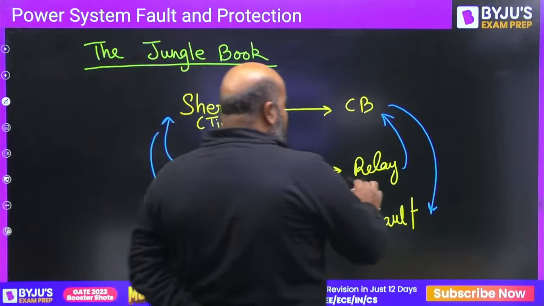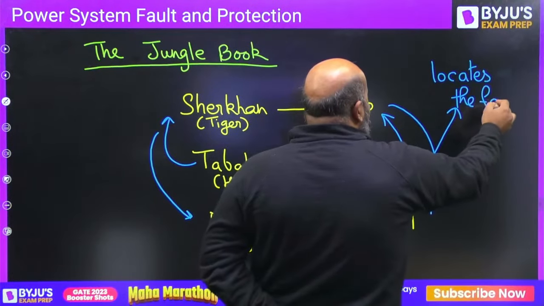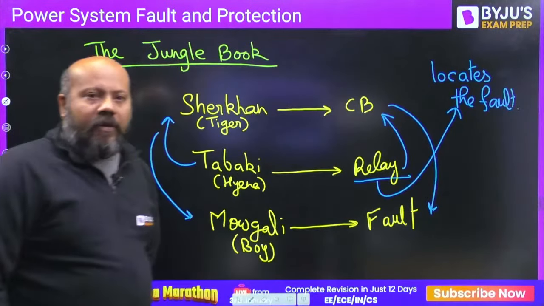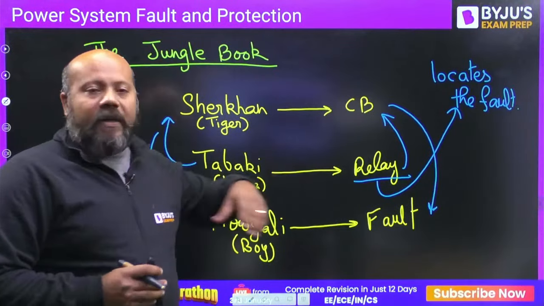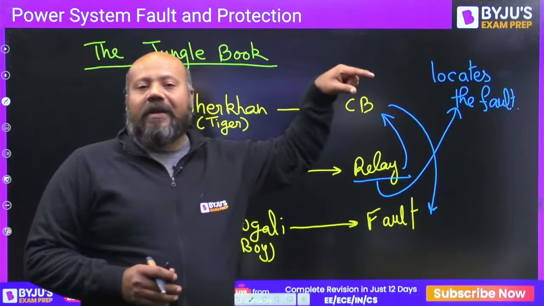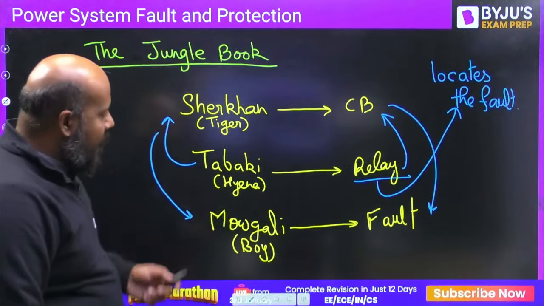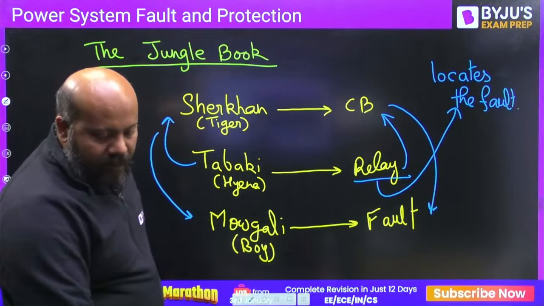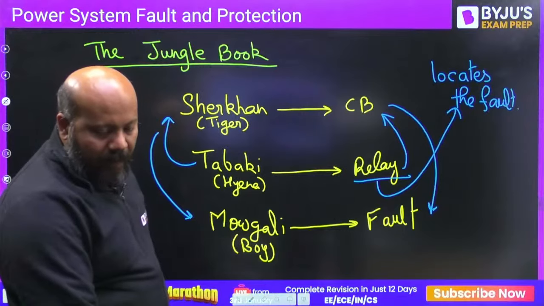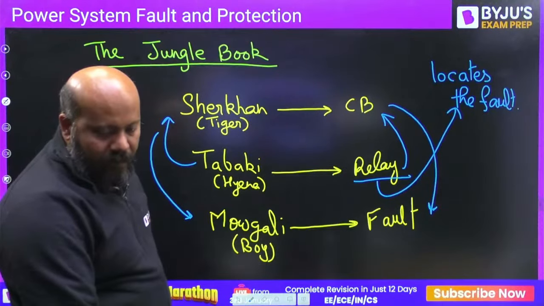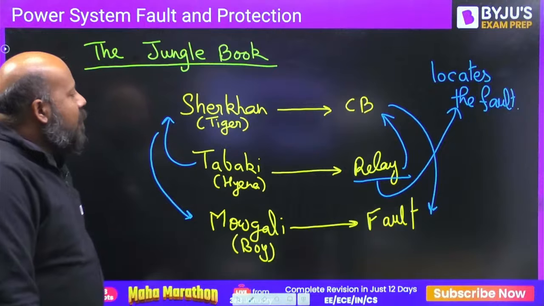So, what is the main purpose of having a relay in our protection system? It locates the fault. Lots of books on power systems write that the relay detects the fault. Obviously, it detects the fault, but after detecting, what does it do? It locates the fault. It tells the circuit breaker that this is the point where the fault has occurred. Now you have to take the action. Is it clear, everybody? Are you able to follow this? Just tell me yes or no. Is it clear?